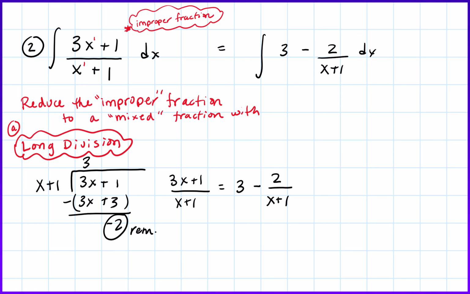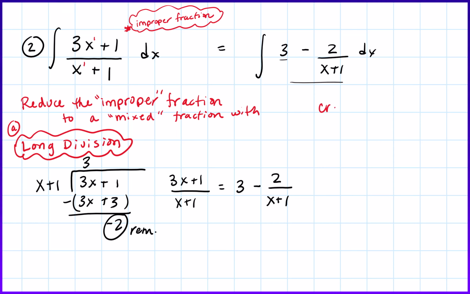dx. So using a little bit of arithmetic, a little bit of algebra with the long division here, arithmetic thinking about improper to mixed fraction form, we can get it into a form that we can actually quickly integrate. Because we can integrate 3, we can integrate 2 over x plus 1. And we're going to come back and do that one in just a second. But I just want to show you one other way that we could do this.